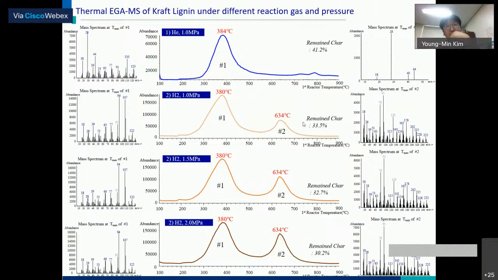At the same time, we can check the residual char amount. In this case, on the helium atmosphere, 40% was solid residual. However, if we applied hydrogen and increased the reaction pressure, the char amount was decreased down to 38%. So this indicates an additional 10% can be converted to gas or liquid. If we see the mass spectrum, you can see 78 and 91. This is a typical mass of benzene, and this is that of toluene. And also naphthalene and many kinds of aromatics are generated.